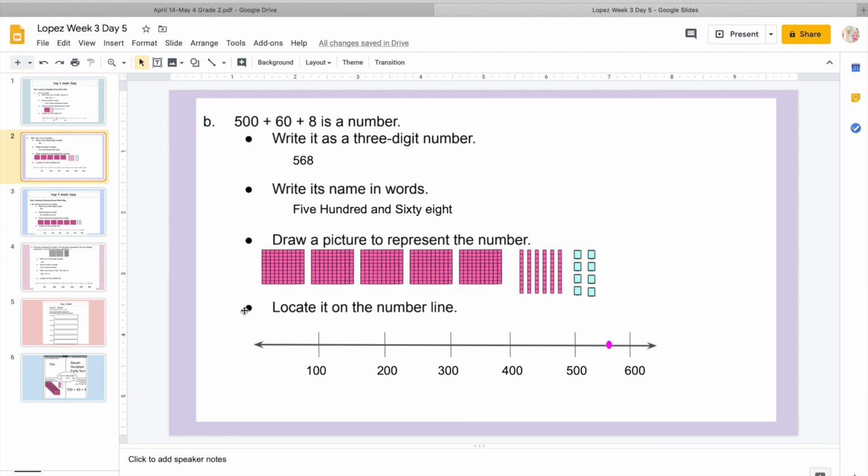Okay, and then the last bullet point, we need to locate it on a number line. Again, it's 568, which we know is more than halfway past 500. So if you come to the halfway point, this is about the halfway point between 500 and 600. And we know 568 is slightly past that halfway point. So we are going to plot our point right there.